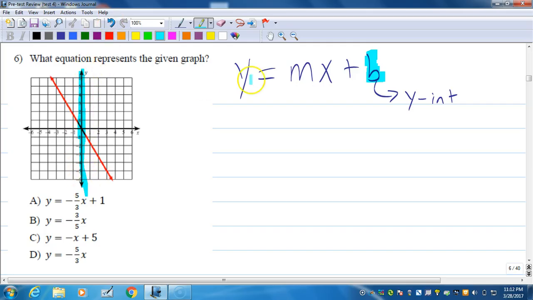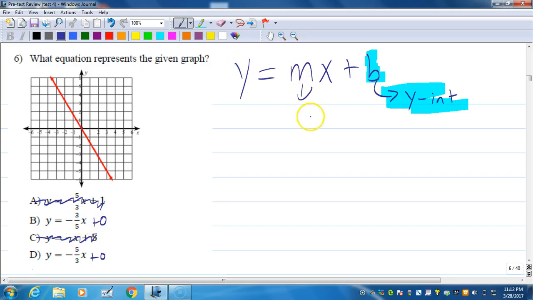Right? This blue matches this blue. This line, the red line, touches the y-axis right here. What number is this? 0. So you should have a plus 0. Not a plus 1, and not a plus 5. Their answer is one of these. Now that falls into the m. m is slope. That is rise over run.